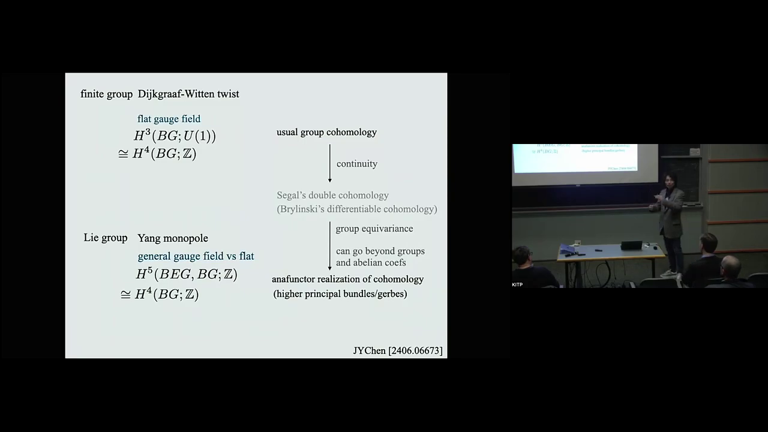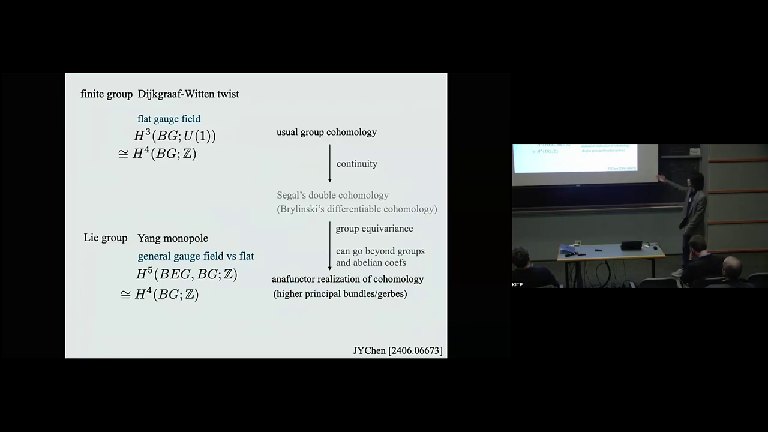However, your Yang-Mills action is able to distinguish how flat or how non-flat your gauge field is, right? It's not agnostic about that. It knows that more or less probabilistically. So you are led to consider relative cohomology between a generic gauge field versus a flat gauge field. And here we will look at H5 with Z coefficient, which counts the Yang monopole.